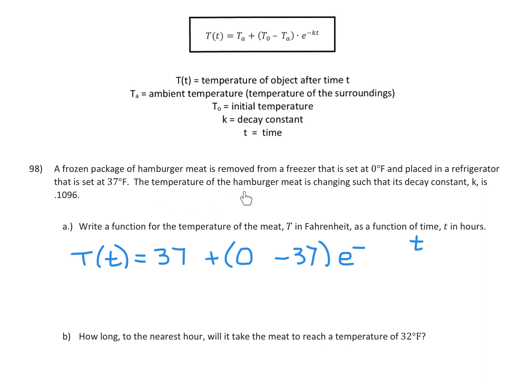Okay, the temperature of the hamburger meat is changing such that its decay constant, k, is, and they tell us the k. So let's plug that in for the k. 0.1096. And again, don't forget about that negative built into the formula in front of us. So that's all they're looking for in part A.